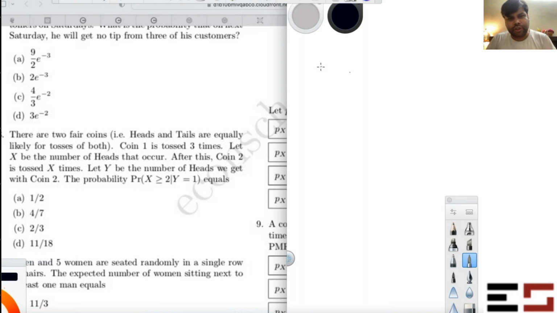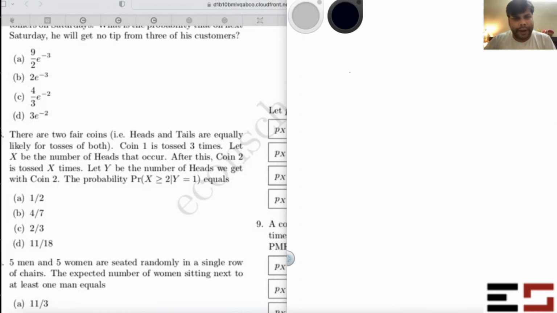So first coin 1 is tossed 3 times, and then depending on how many heads you get in the first toss, coin 2 will be tossed exactly that many times. Is that okay? So if you get 0 heads, then you'll not toss coin 2 at all. If you get 1 heads, then you'll toss coin 2 once. If you get 2 heads, then you'll toss coin 2 twice, and if you get 3 heads, then you toss coin 2 thrice. Is that fine? Okay, so just keep that in mind, and then we have to figure out this probability.